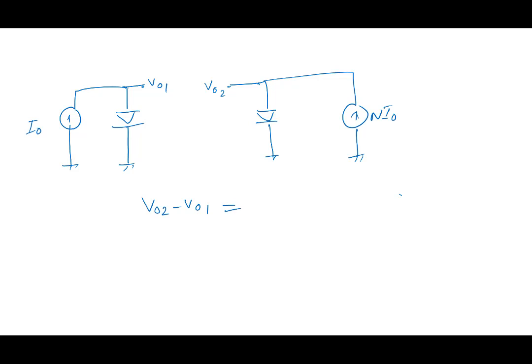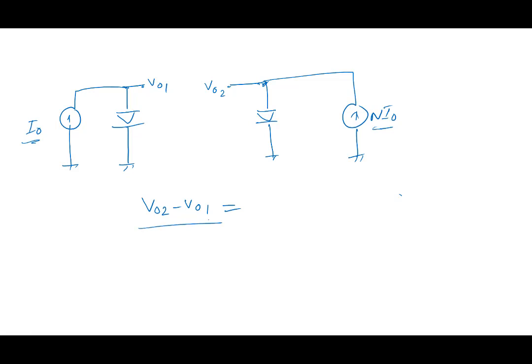In this problem you can't apply 0.7, right? There is a context in which you can apply 0.7. Here the current is I0 and here the current is N I0. Obviously the diode voltage here is going to be higher as compared to this. So what is that difference going to be? V02 minus V01 will be how much? VT ln N.